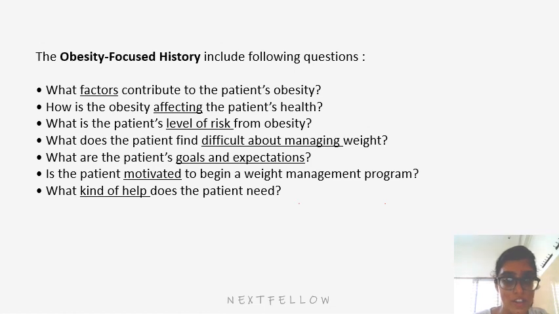The obesity-focused history should include the following questions. What factors contribute to the patient's obesity? How is obesity affecting the patient's health? What is the patient's level of risk from obesity? What does the patient find difficult about managing weight? What are the patient's goals and expectations? Is the patient motivated to begin a weight management program? And what kind of help does the patient need?